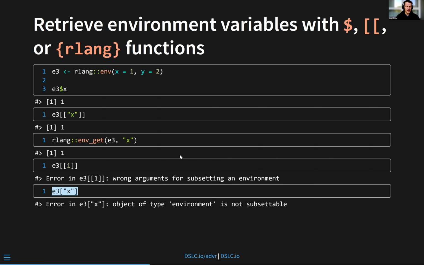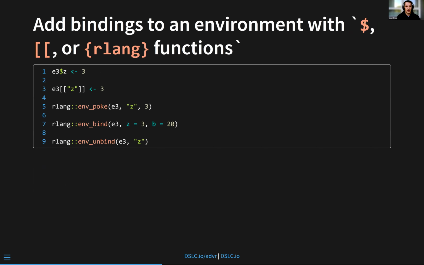All right, brief tangent aside. Let's keep going. You can bind environments or add bindings to an environment using the same kind of techniques, $, double bracket, or some rlang specific functions to poke. Like, I guess if you're like a needle person, you're inserting, stitching stuff. I don't know.